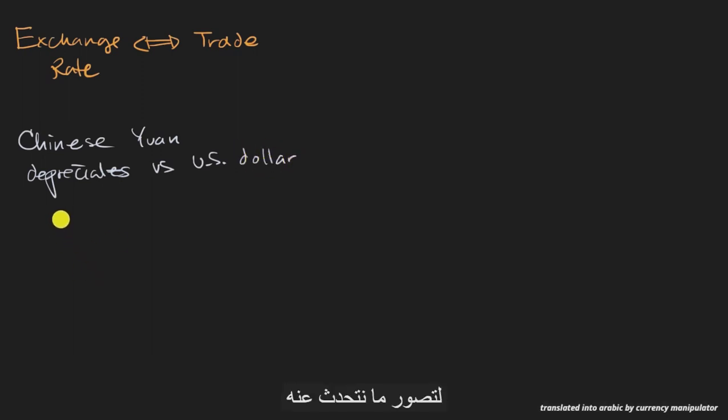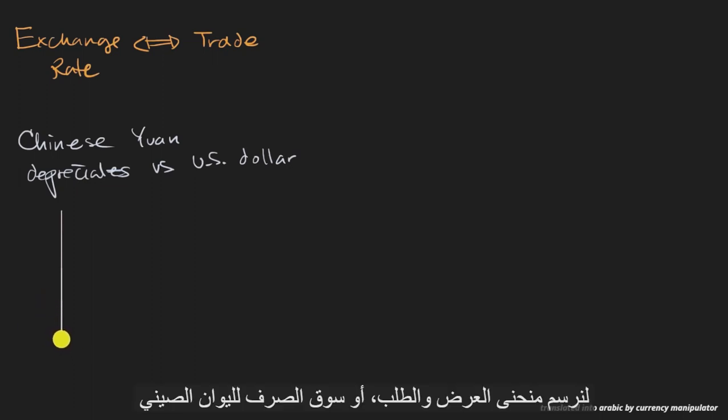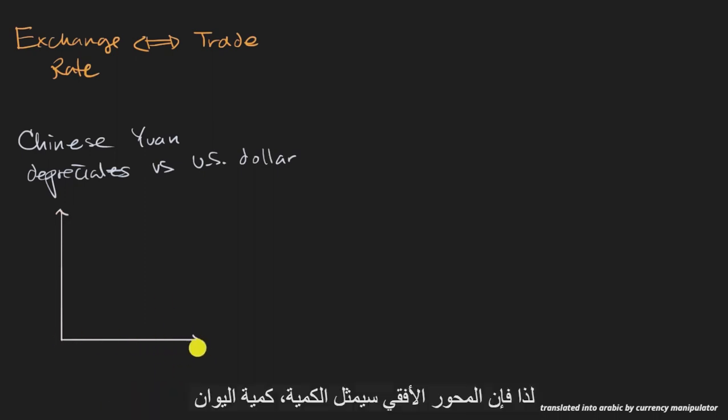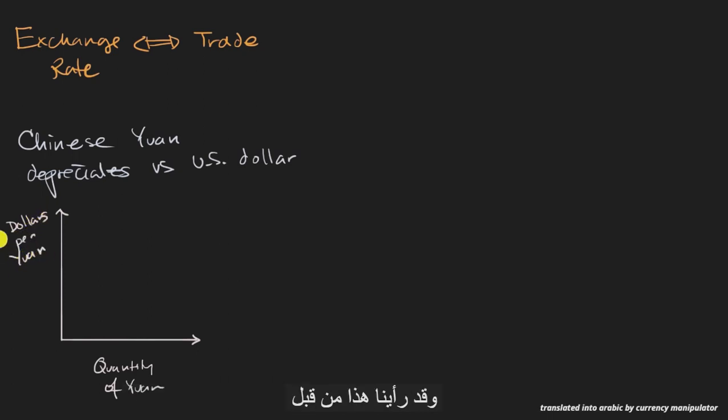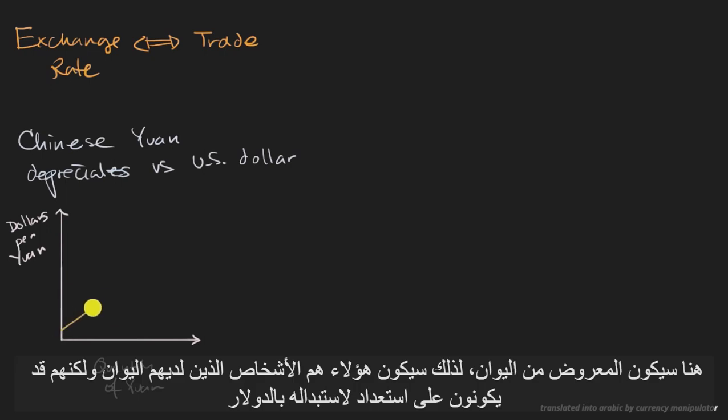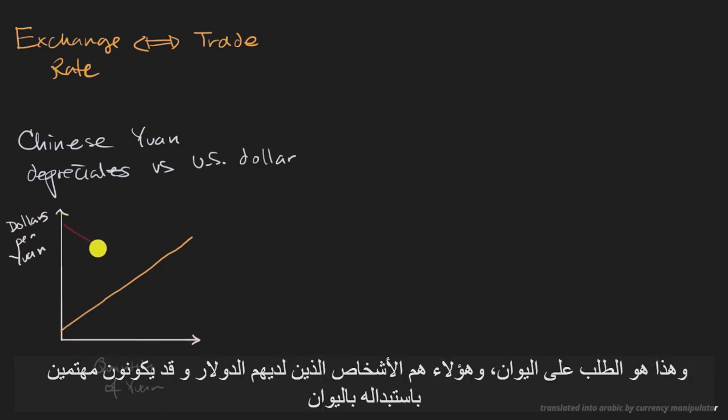And to visualize what we're talking about, let's draw the supply and demand, or the exchange market, for the Chinese yuan. So our horizontal axis would be quantity of yuan. And then our vertical axis would be the price of yuan in terms of dollars, so dollars per yuan. And we've seen this before. This right here would be the supply of yuan. So these would be the people who are holding yuan but might be willing to exchange them into dollars. And then this would be the demand for yuan. These are the people who are holding dollars who might be interested in exchanging them for yuan.